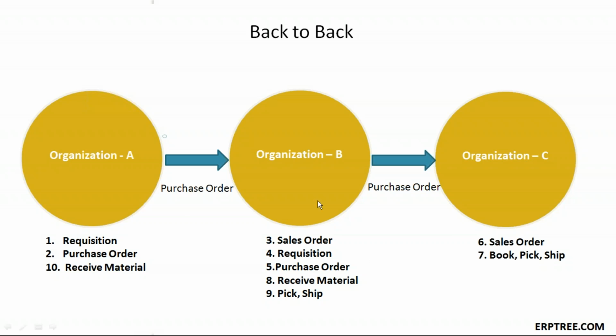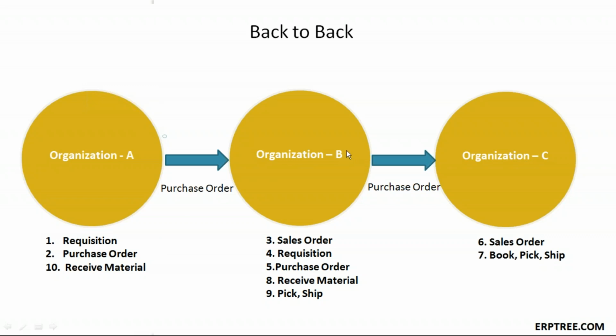The case is organization B is into the sales process, but they don't maintain any stock. If there is any demand from their customer, they get the material from their supplier and they supply back to their customer. In this scenario, I have taken three organizations: organization A, organization B, organization C. Organization A has some requirement. They raise the requisition within their organization itself, and based on the requisition, they place the order to their supplier.